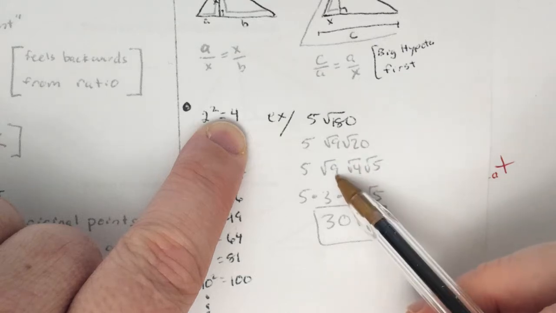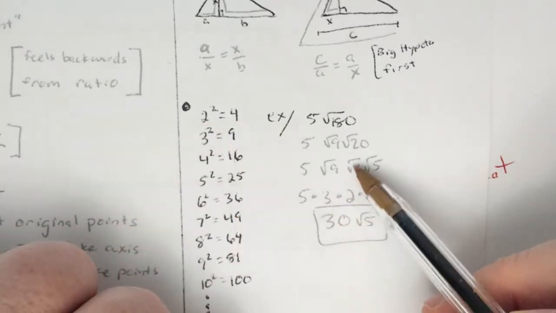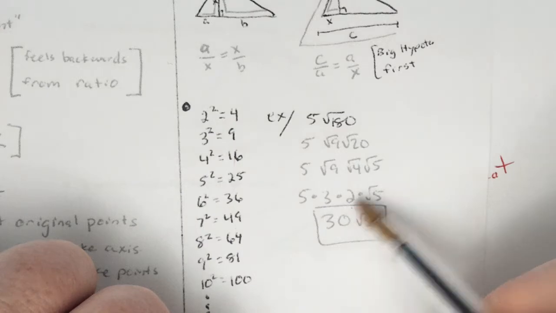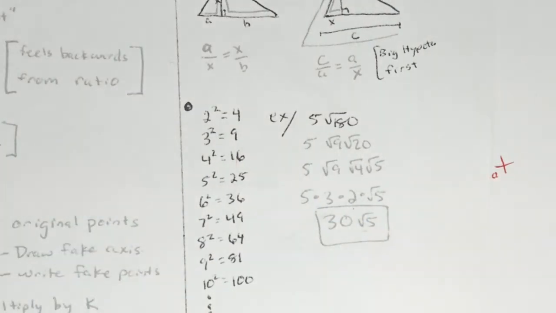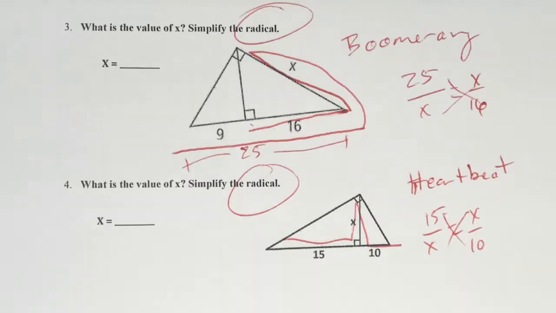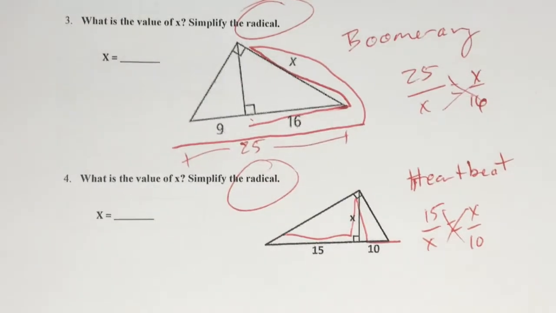Now, what's the square root of 9? That's just the number 3. What's the square root of 4? That's just the number 2. And you're left with the square root of 5. And then you just make it pretty. So that's how you simplify radicals. And that will be your job. All right, so that was 18.